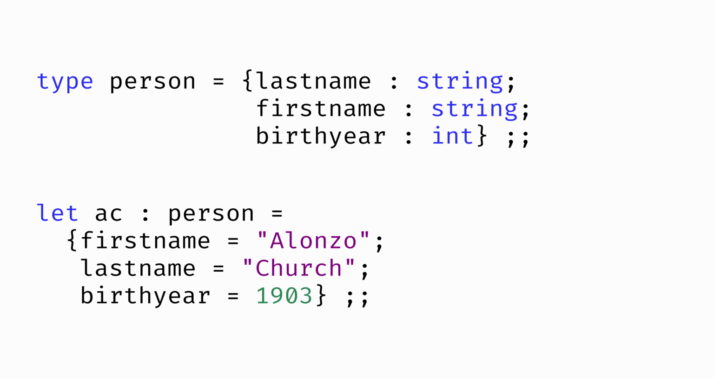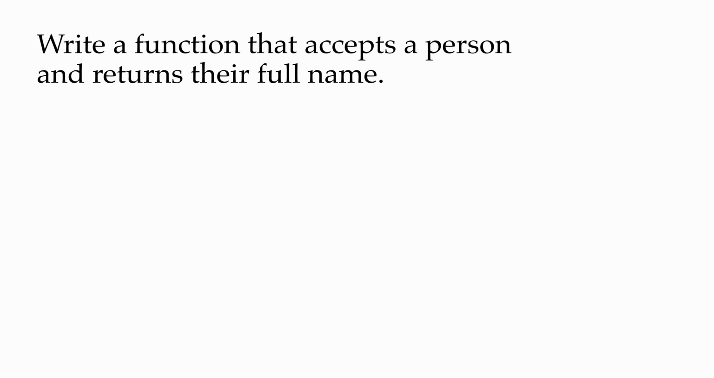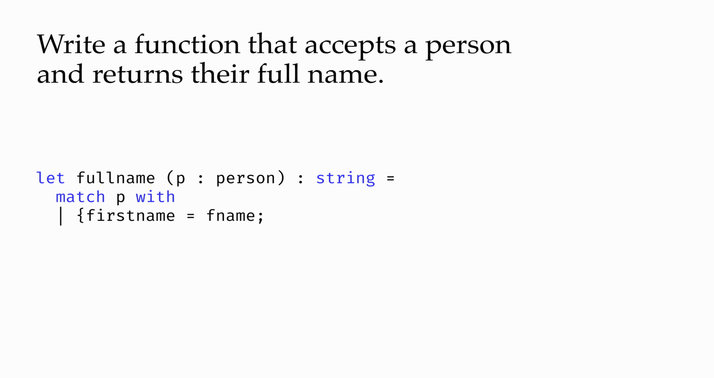For example, let's try to define a function that takes a person and returns their full name, their first name and last name concatenated together with a space in between. The function will accept a person type as input and return a string representing the person's full name. We can match the person against a pattern to deconstruct the record into parts. In this case, a last name, a first name, and a birth year.